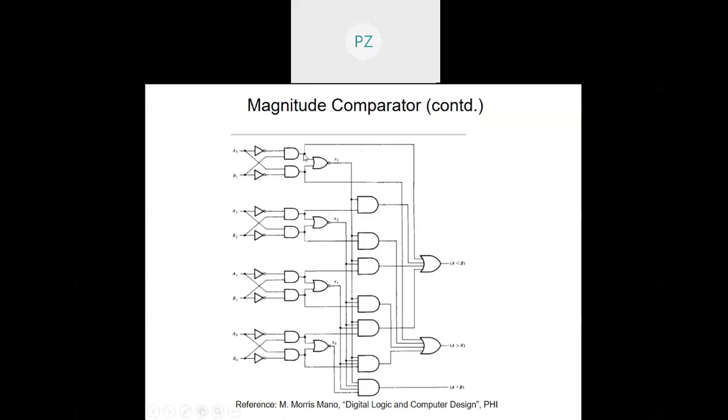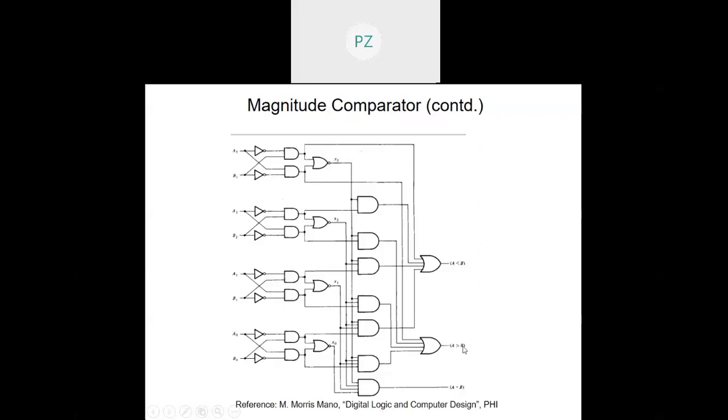Now you see, this goes here. In order to get A less than B, this comes out to be A3 B3 bar, or x3 and A2 B2 bar, or x3 and x2 and A1 B1 bar, or x3 and x2 and x1 and A0 B0 bar. When you OR all of them, I get A less than B.